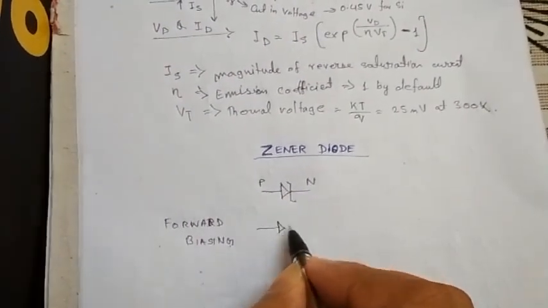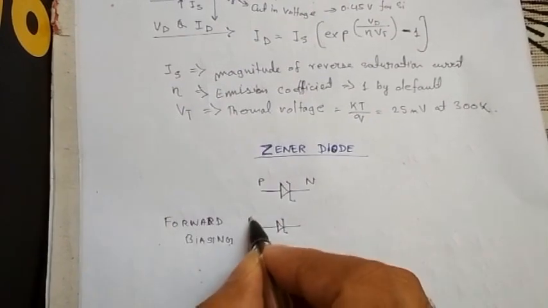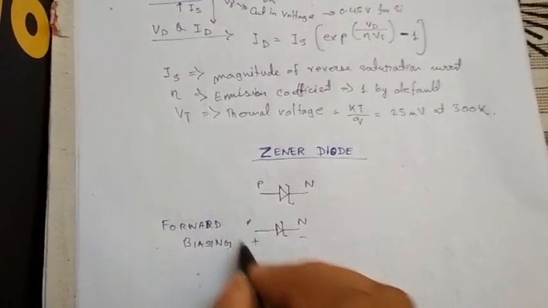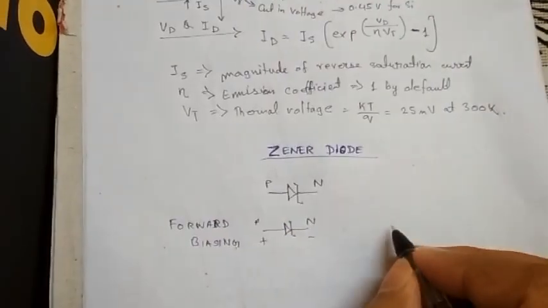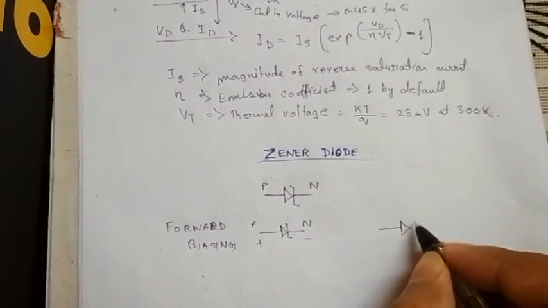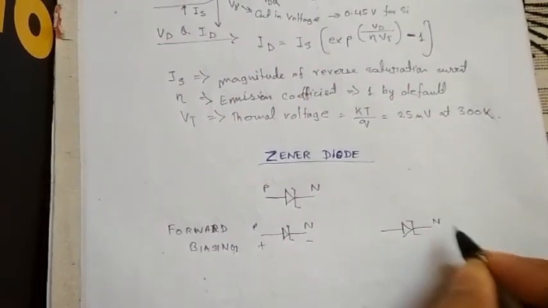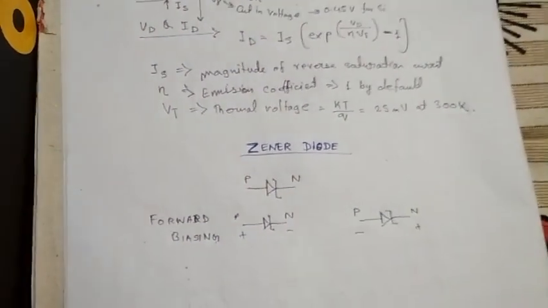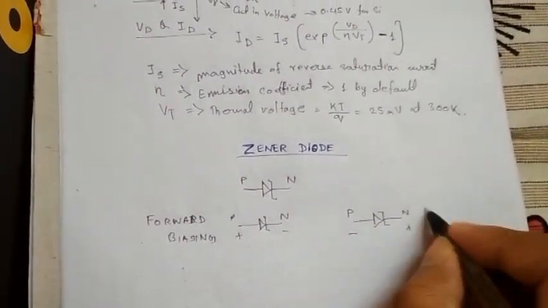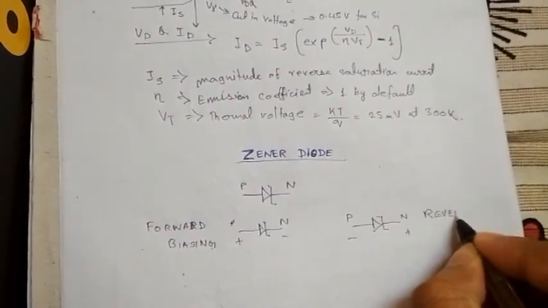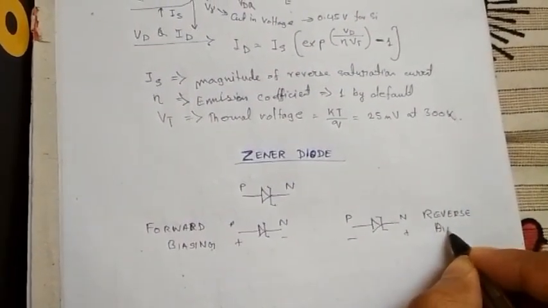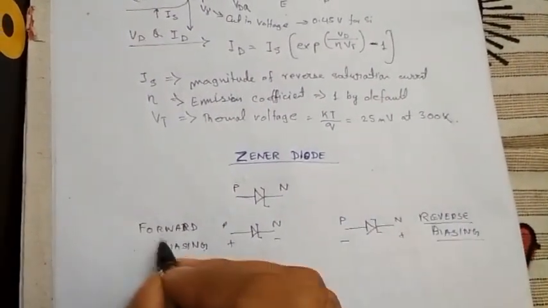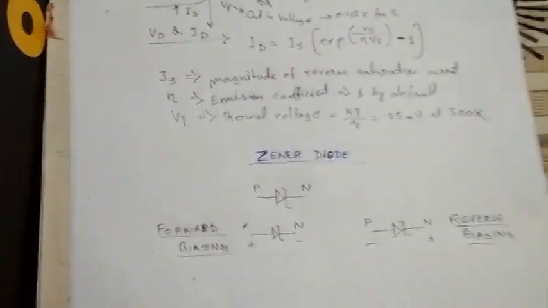In forward biasing, the same thing, we have it over here like this, P and N, where we put positive and negative voltage respectively to this P and N, and then again for the reverse bias, we put positive to the N terminal and negative potential to this P terminal, so it becomes reverse bias. This is reverse biasing, and this is forward biasing.